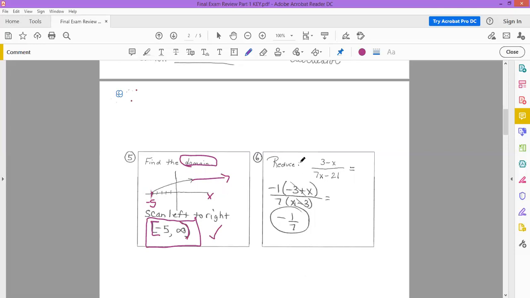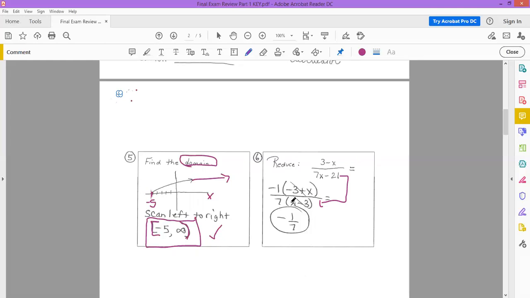Now for number 6, we're asked to reduce this fraction: 3 minus x divided by 7x minus 21. Now, in our denominator, let's focus on this part first. We have 7x minus 21. We can factor 7 from both of these terms. When we factor 7 from 7x, we get x in parentheses. When we factor 7 from minus 21, we get minus 3 in parentheses.